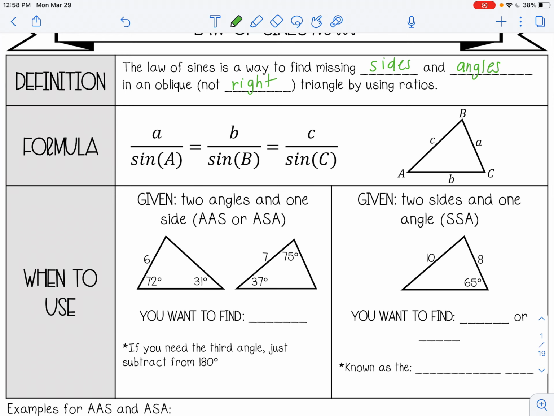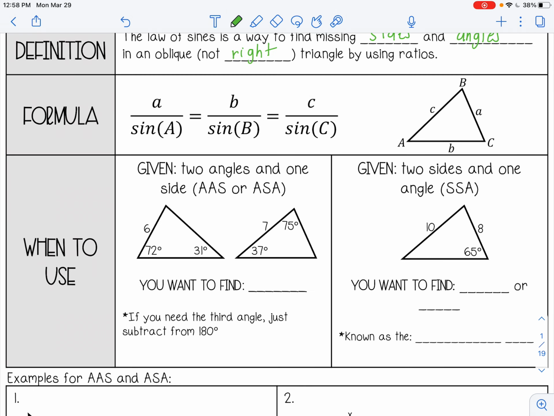So the law of sines says the ratio of A over the sine of A, which means this side over the sine of its corresponding opposite angle, is equal to B over the sine of B and C over the sine of C. So all of those ratios are equal, and we can use that to solve for sides and angles in triangles.